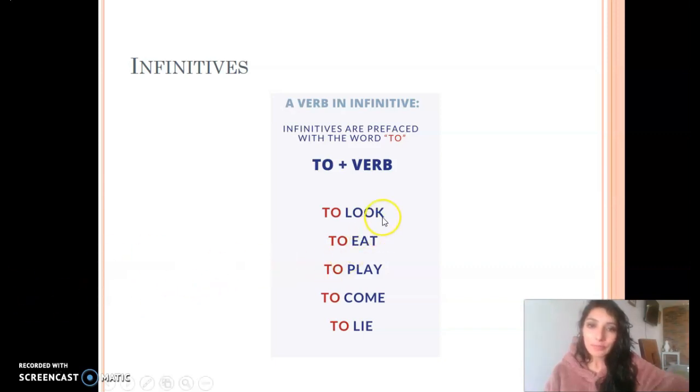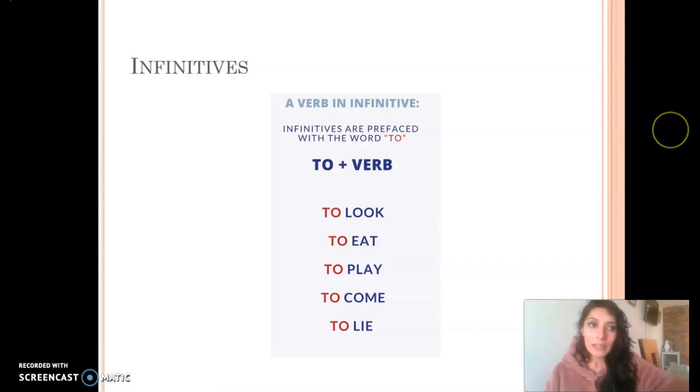So we have here some examples. To look, first in red the word to and then the base form of the verb in blue. You have here look. Then we have another example: to eat, to play, to come, to lie. As you can see here, the base forms of the verbs didn't change in this case, so it's simpler to build the infinitive forms of the verb.